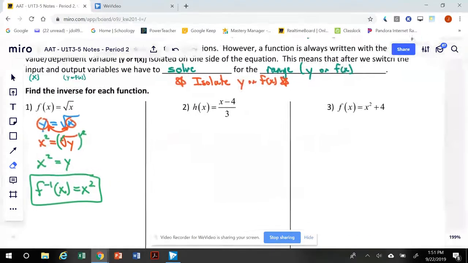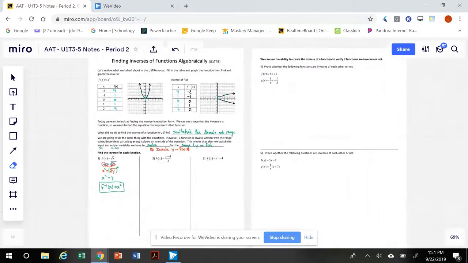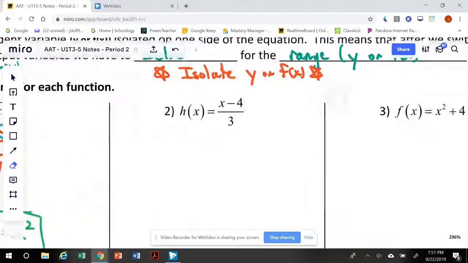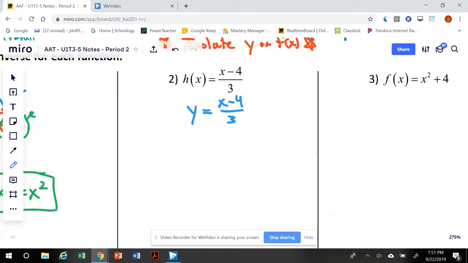All right, let's do one more together, and then I'll turn you loose really to practice the rest of the problems. Oops, we'll do 4 together as well. So here we go. We've got h of x. I replace it with y, right? So I just flipped my notation there from function notation to regular notation, and then we're going to replace x with y and y with x, right?